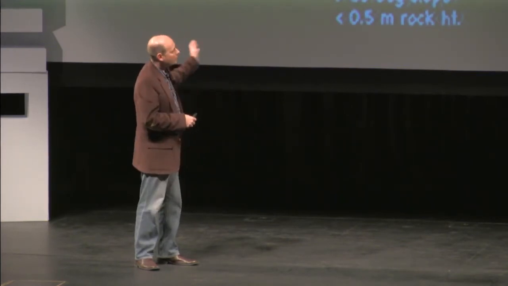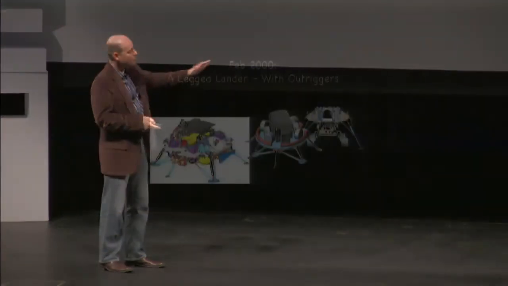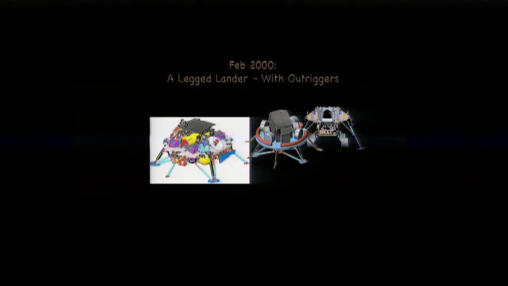So we had to develop a way to communicate with each other about the various options that were at our disposal. So we looked at legged landers. We looked at taking this mega rover, this thing that we envisioned was probably going to weigh about 2,000 pounds, and started looking at a legged lander. Well, on slopes, legged landers don't do well, especially if you put a lot of mass way up high. They're not very stable. So legged landers with outriggers.